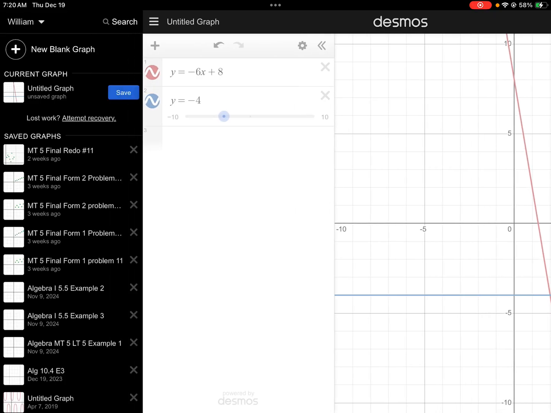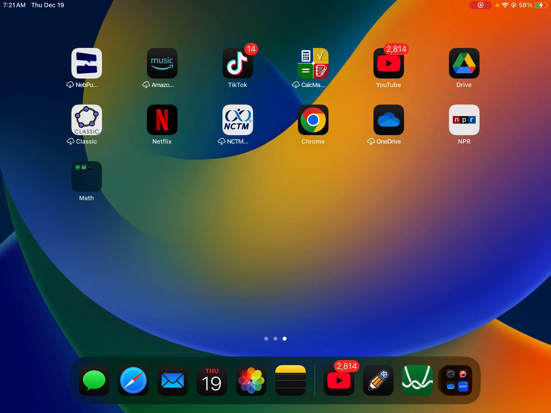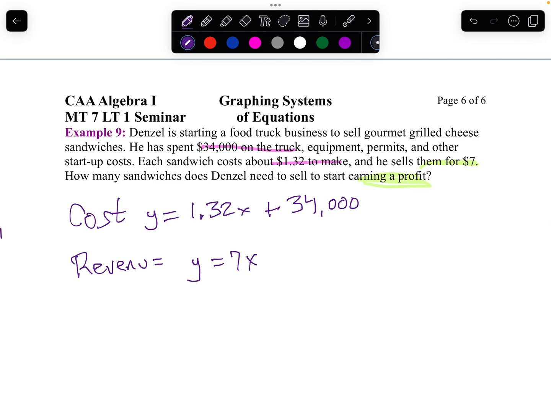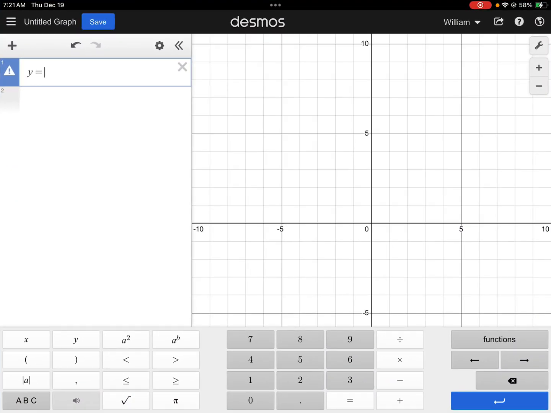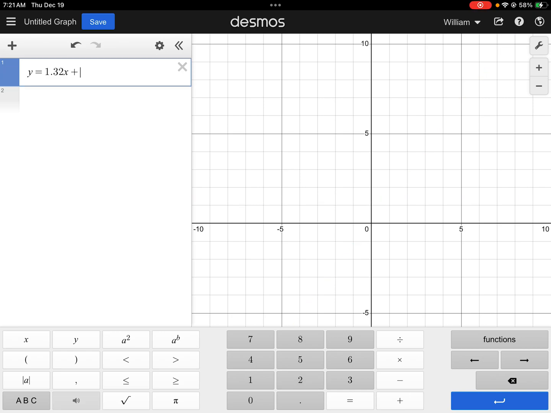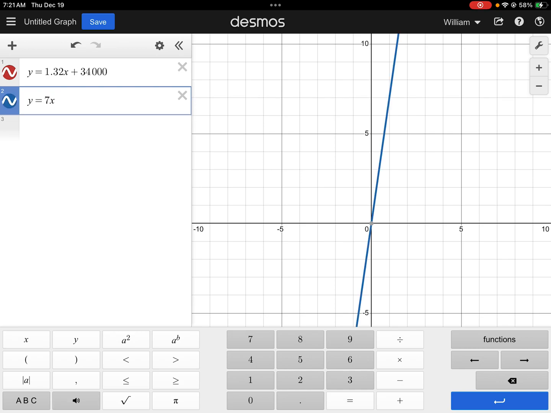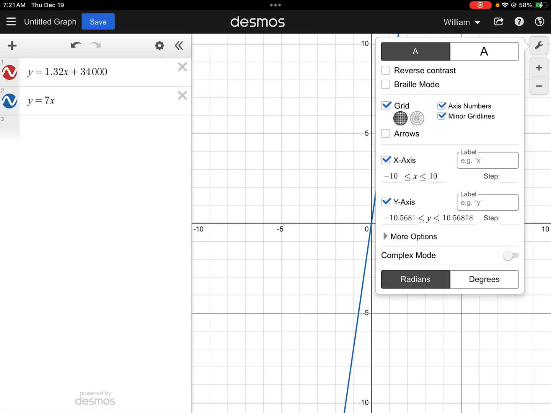So let's make a new graph. We're going to say y equals, I have short memory, so what was it, 1.32? Yeah, 1.32x plus 34,000. And then my profit is going to be 7x. I can definitely see 7x, but notice I can't see that 34,000. So we need to get my graph up there.